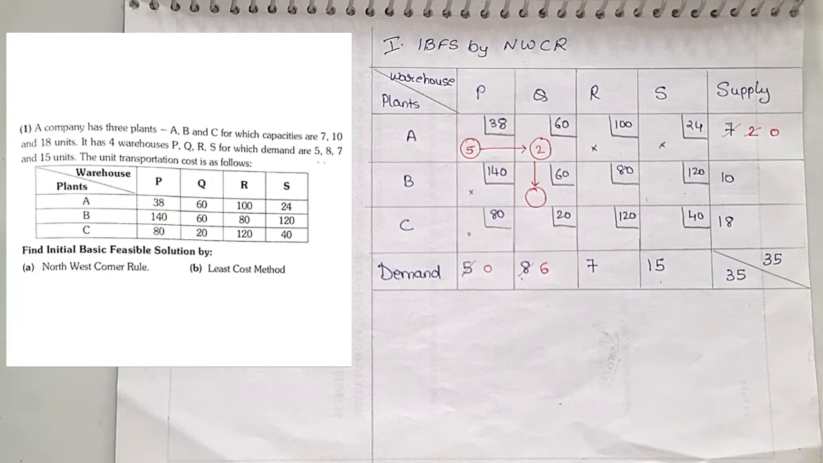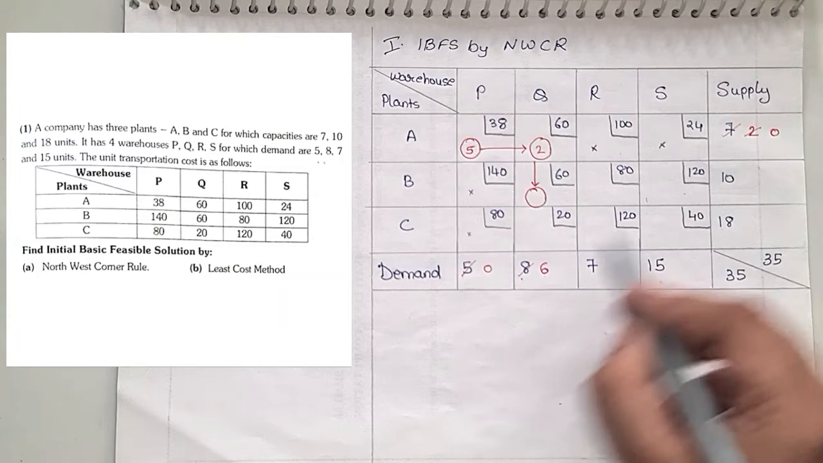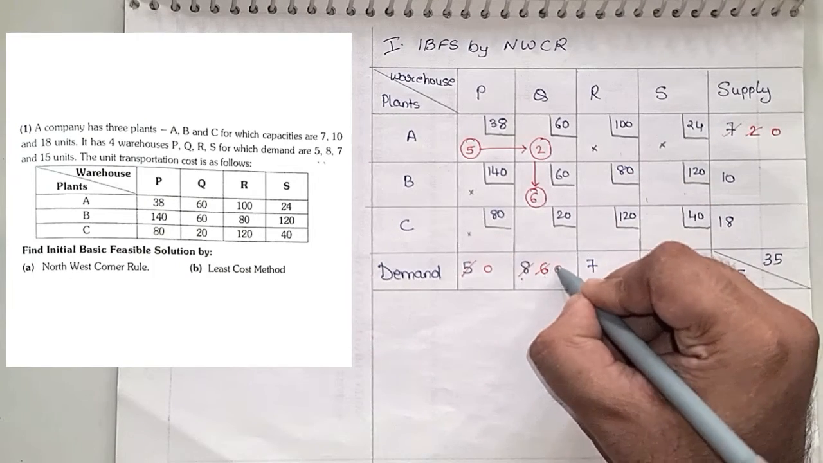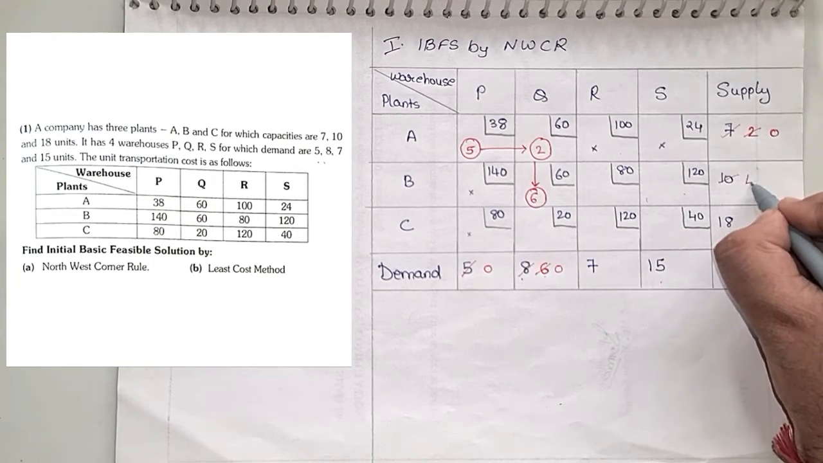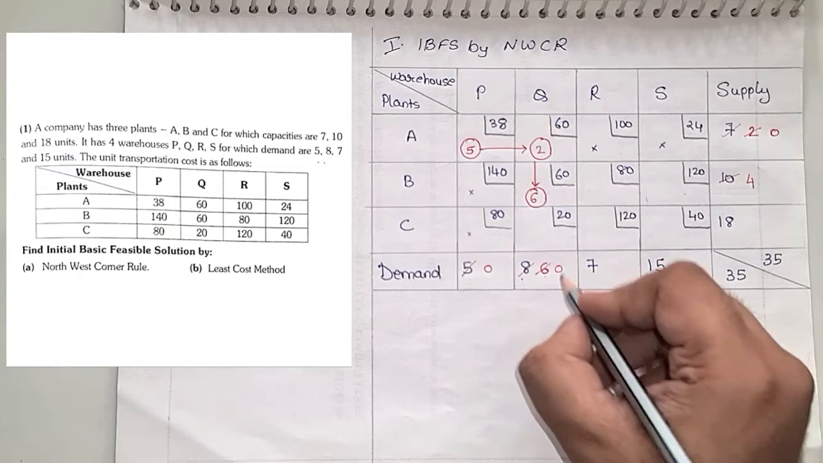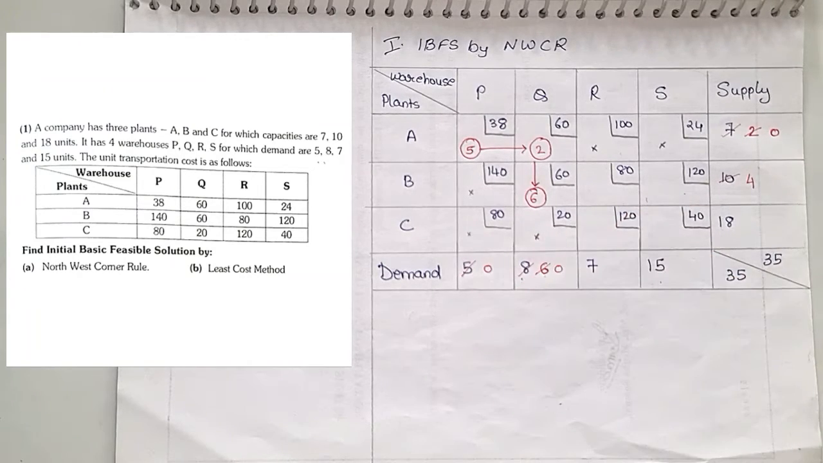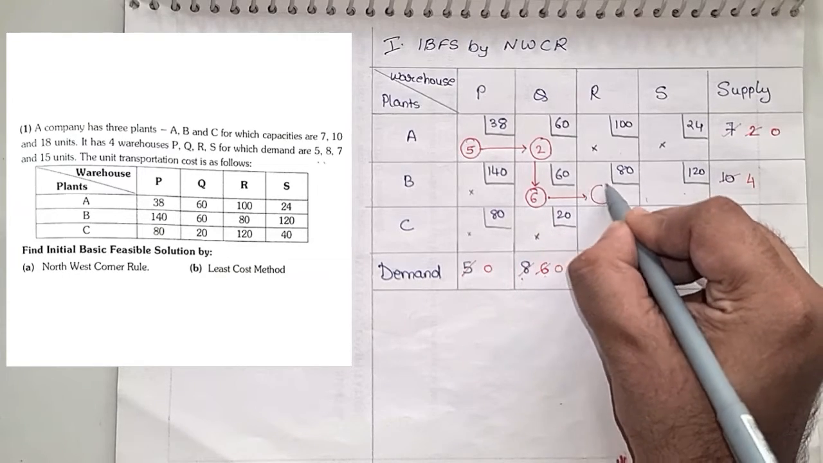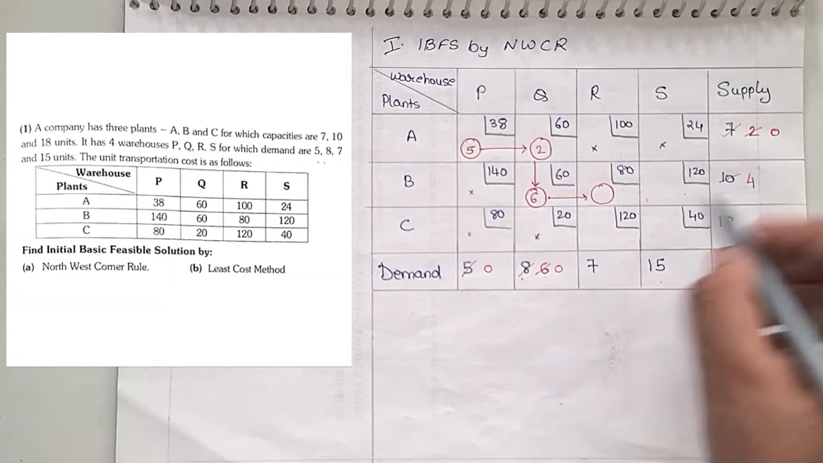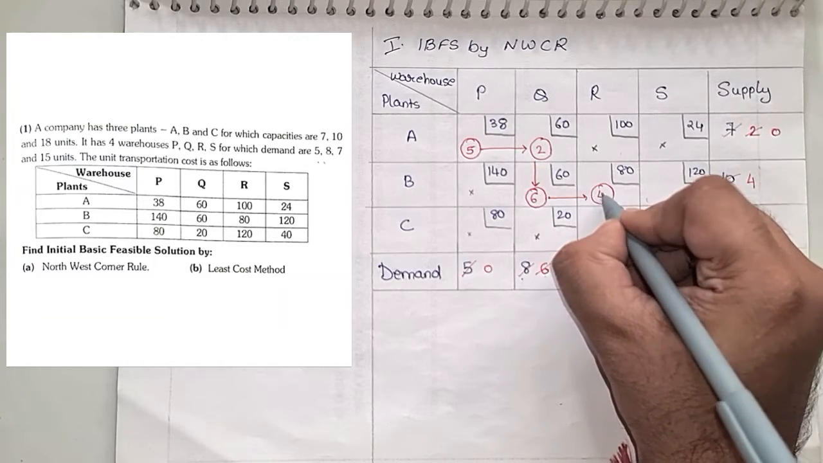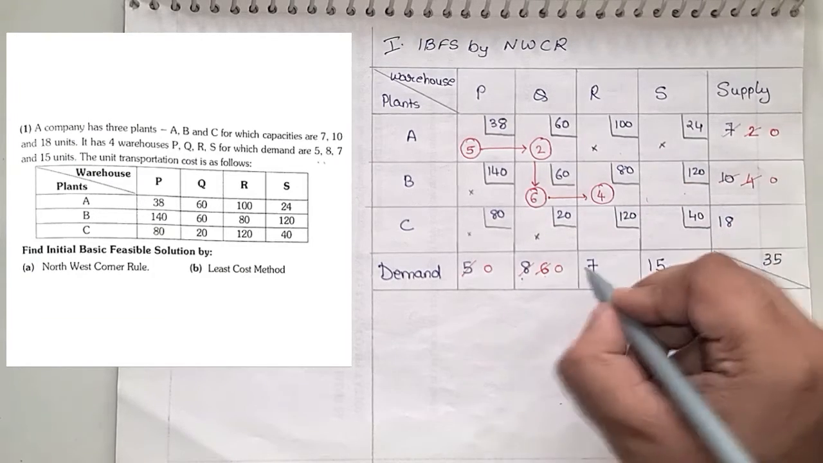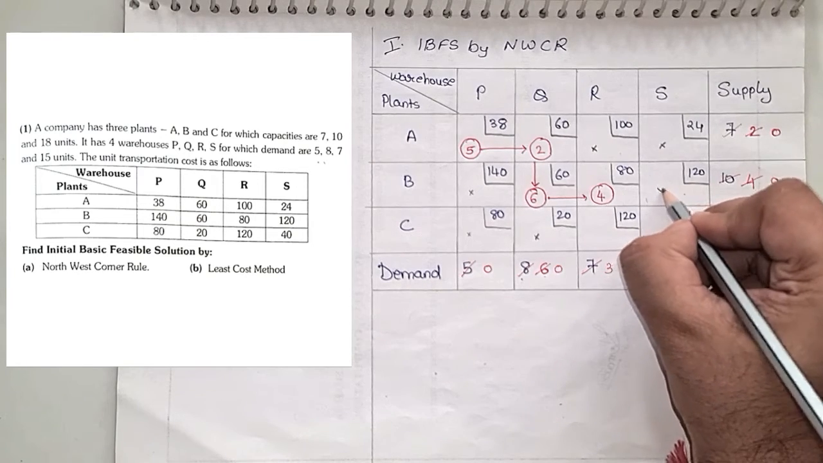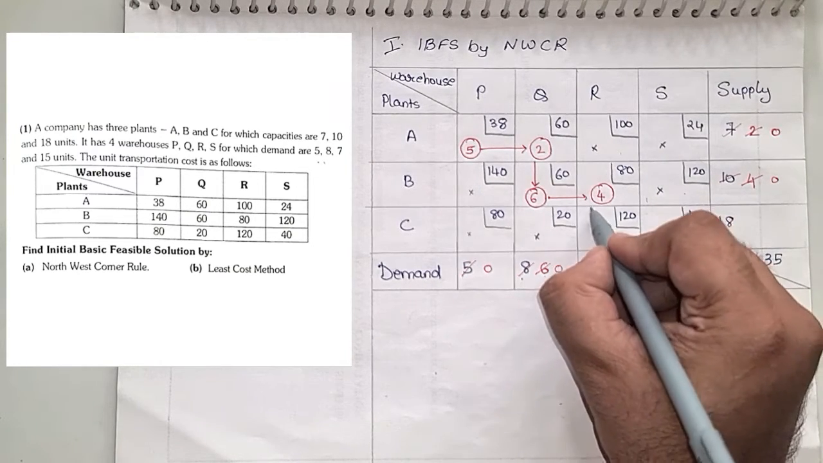Now again the same thing. The demand is 6, supply is 10, so I can fulfill the entire demand of 6 units. So my demand has become 0. From 10, 6 is gone, so 4 is pending. This has become 0, I can't go further down. I'll go sideways now. Again, demand is 7, supply is only 4, so I can only fulfill 4 units. Supply becomes 0, demand is still 3 pending. Again, supply becomes 0, I can't go here. I'll have to come down.